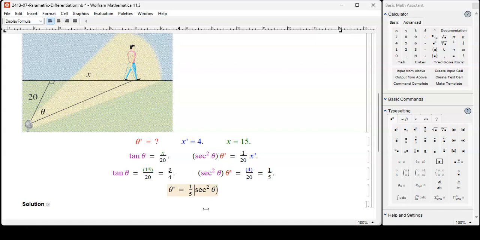Well, that's what I'm going to get. But there's a problem. What is the secant squared? If I figure it out, then I'm going to get the answer. Any idea? We know tangent. Can you figure out secant squared?